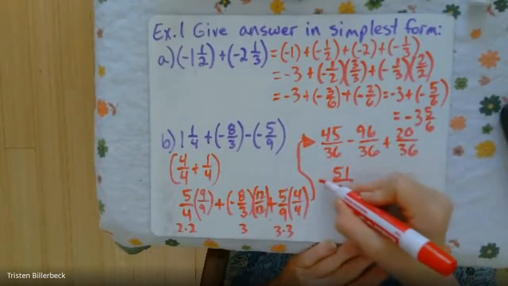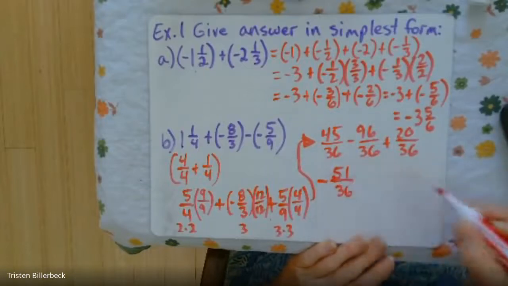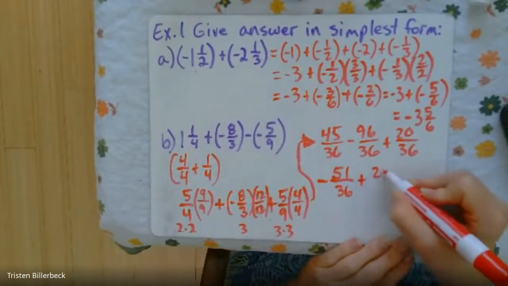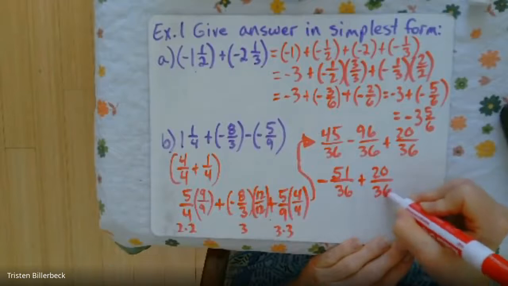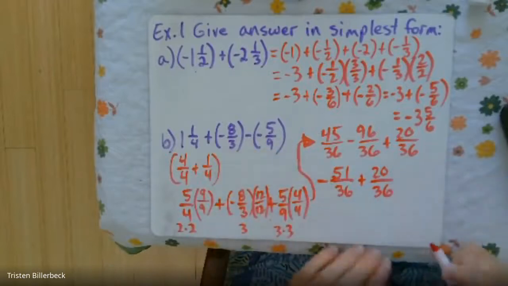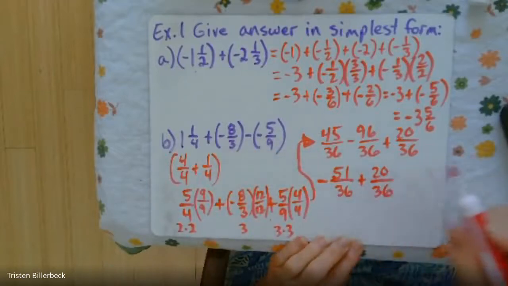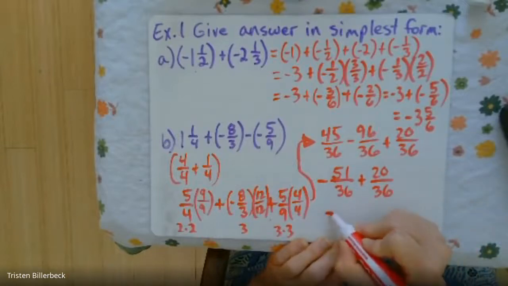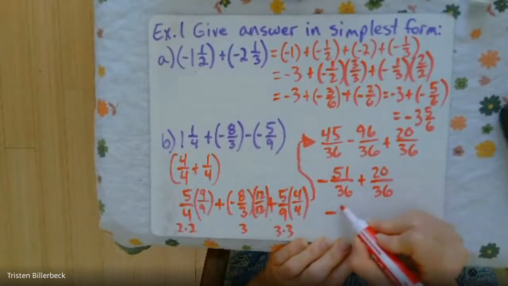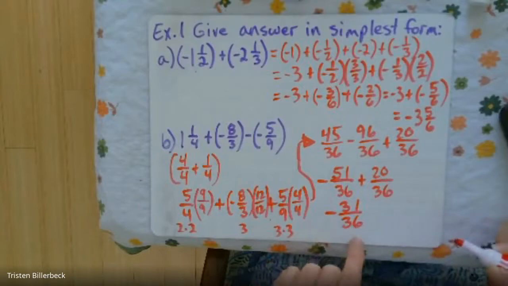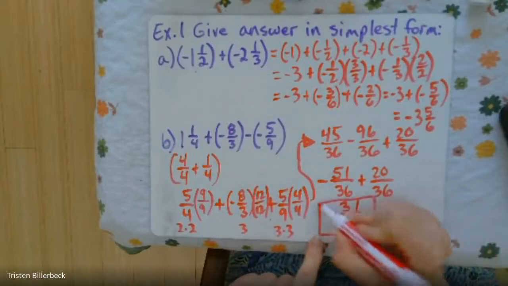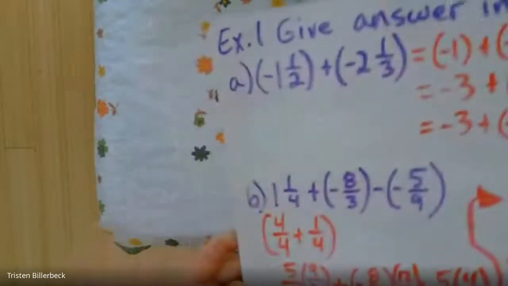Do what I said. Negatives go in line with a fraction bar. Okay, so negative 51 plus 20 over 36. So again, we have different signs, so we take the difference and we keep the sign of the bigger number, which is 51. So the answer is negative, and it's going to be 31 over 36. Now this is prime, so we can't reduce, so that's the simplest answer.